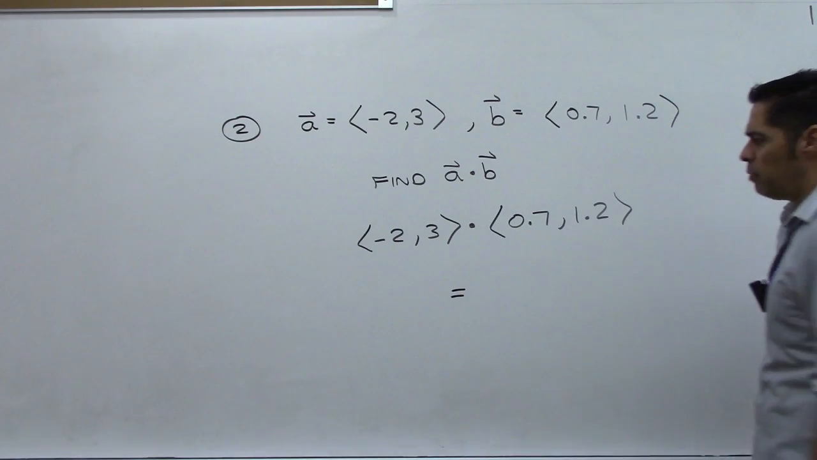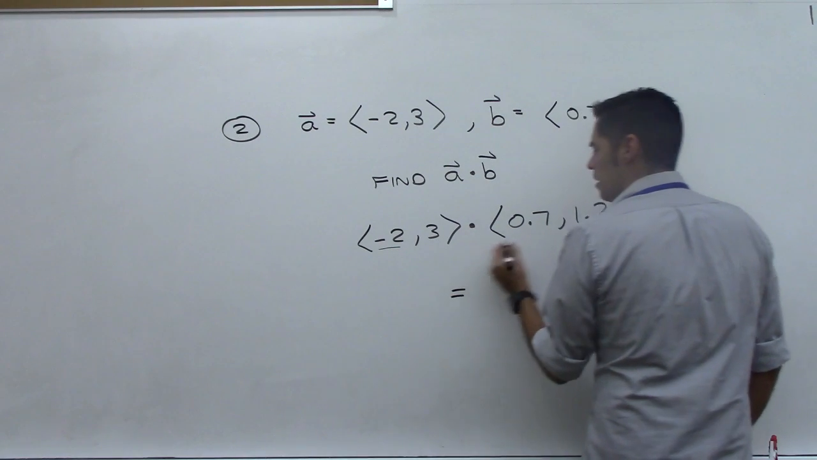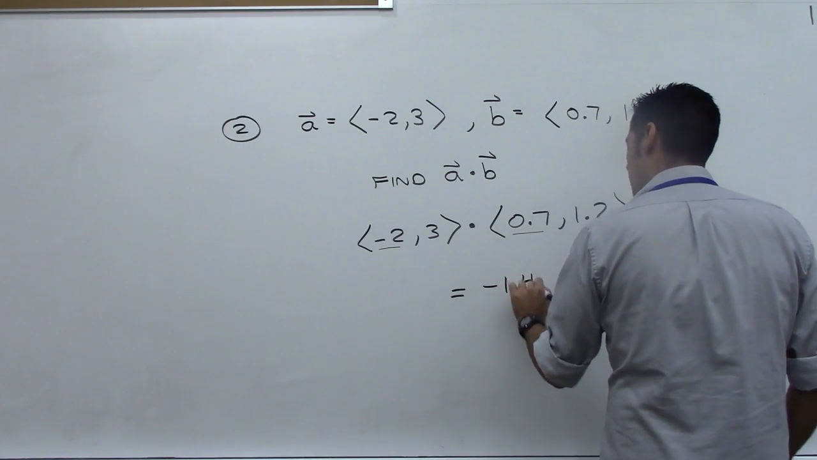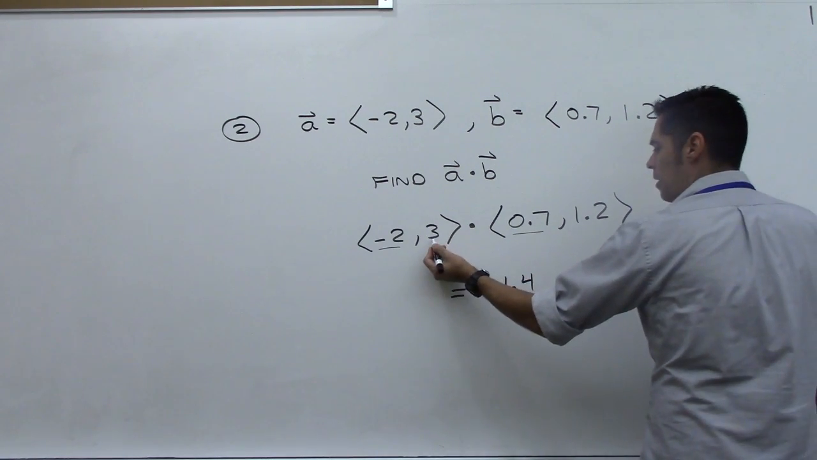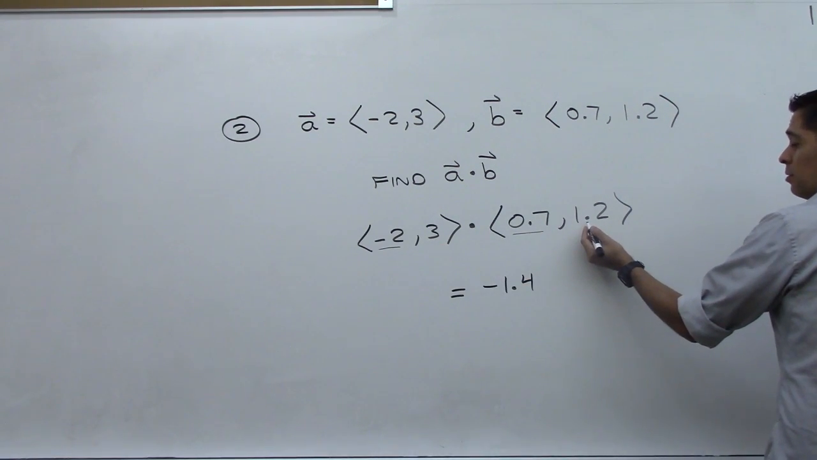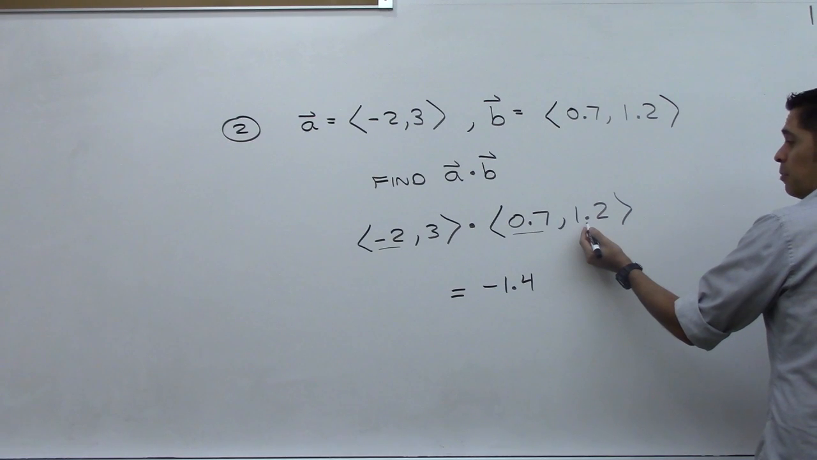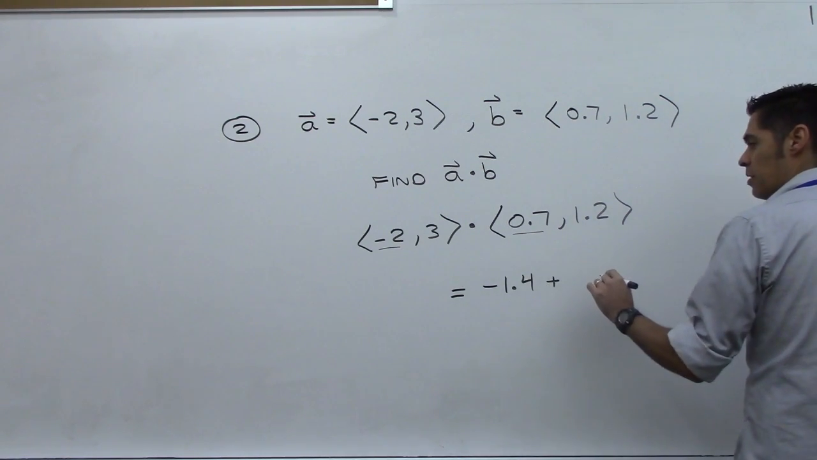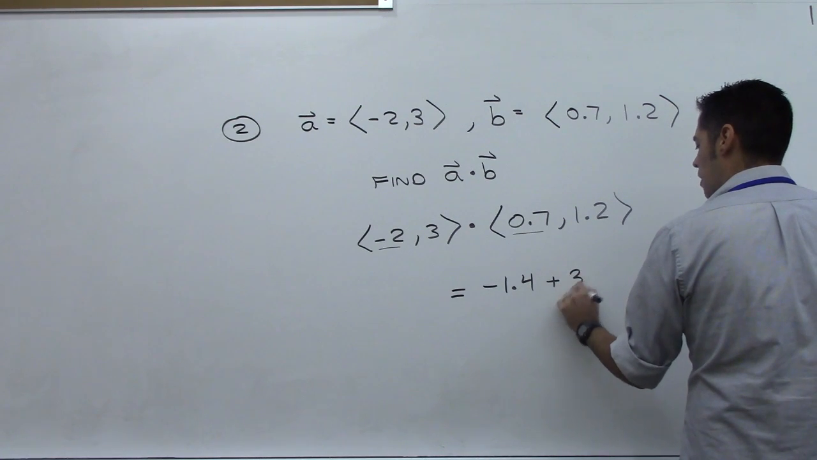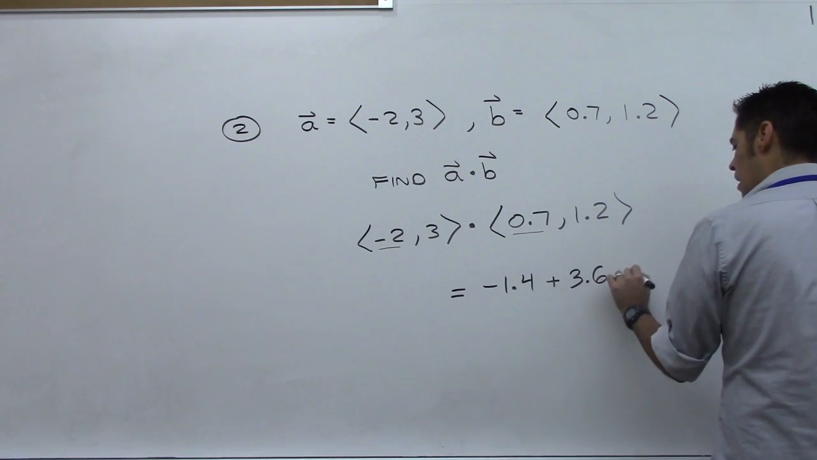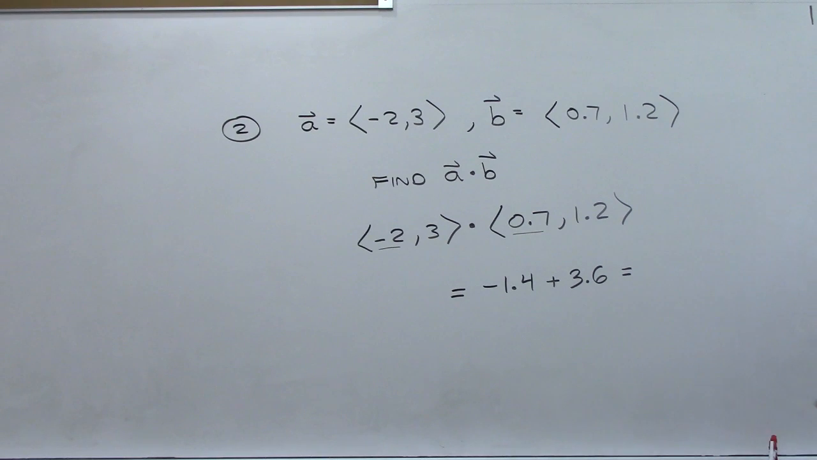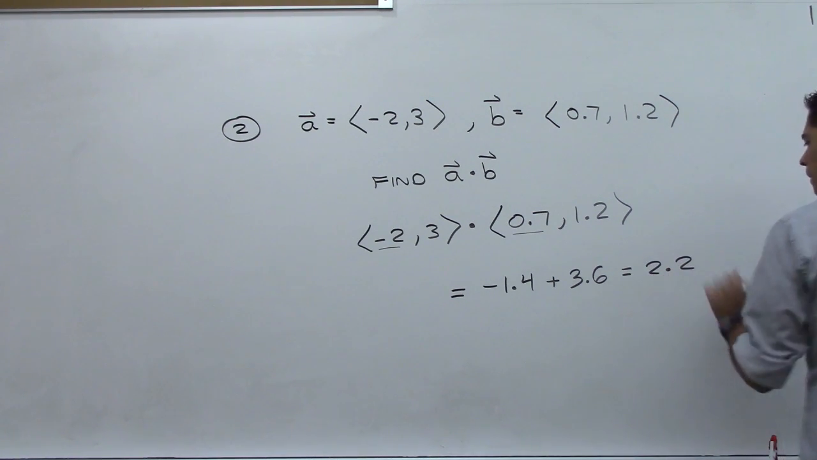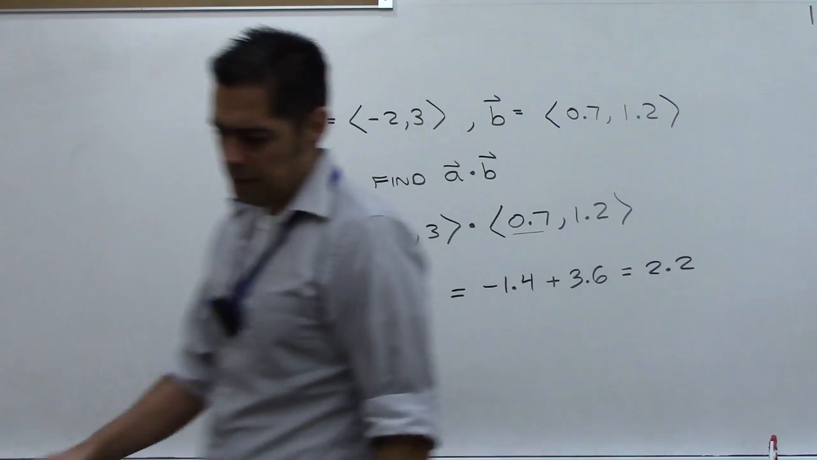And what you do is you multiply -2 times 0.7, which is -1.4. And then you multiply 3 times 1.2, which is going to give you 3.6. And we add that to the first number we got. And then we add those two together, what do we get? 2.2. And that's it.